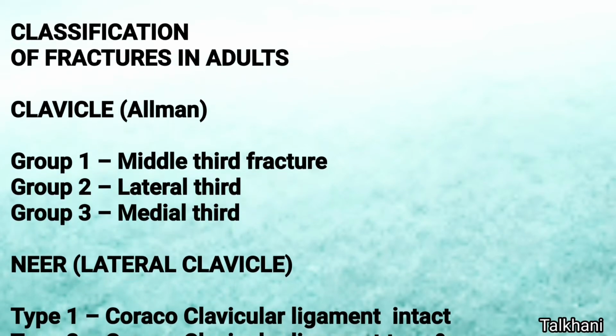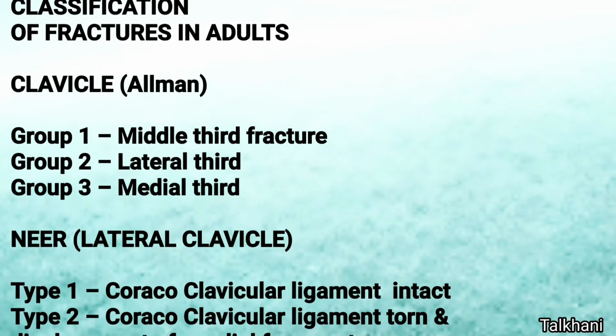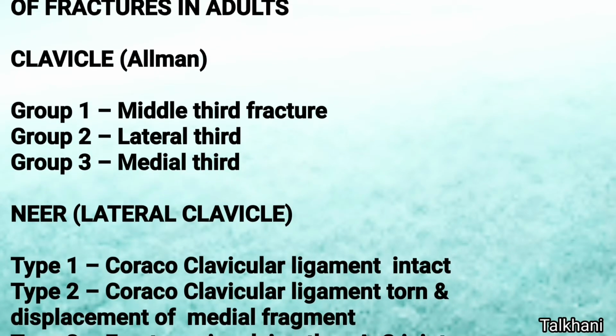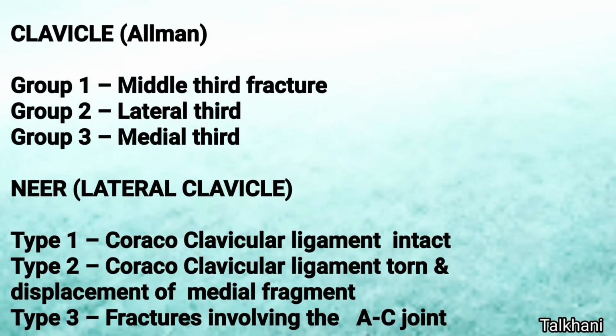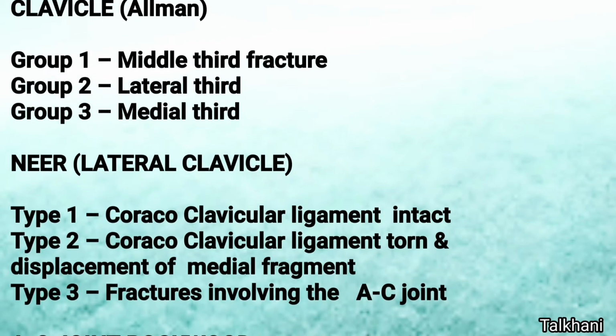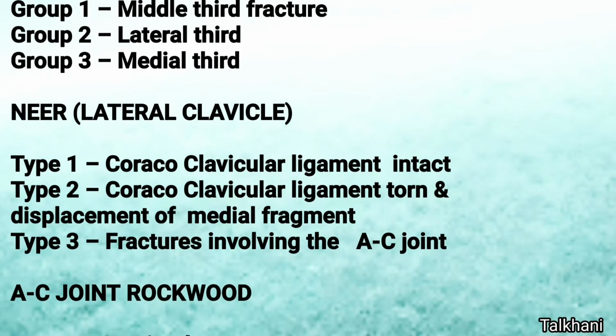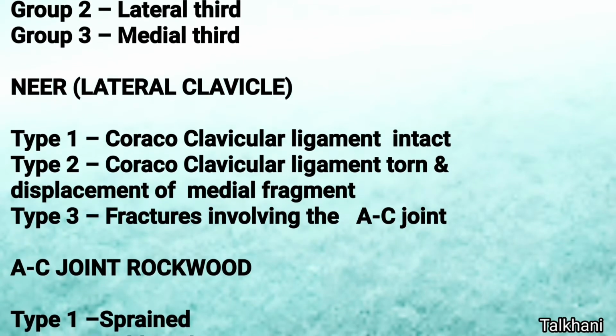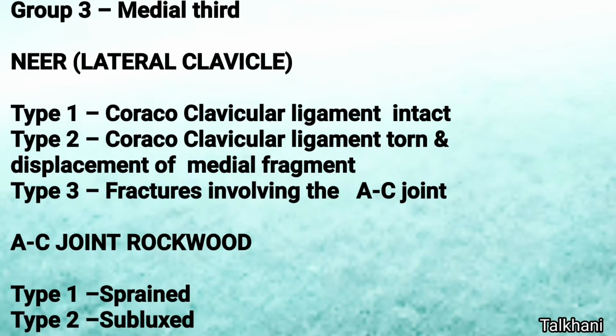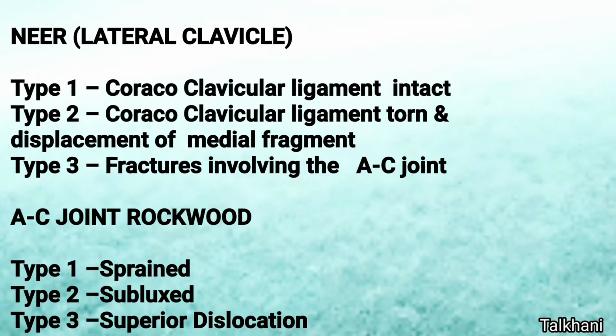Acromioclavicular joint injuries classification by Rockwood, simple way to remember is: type 1, sprained joint; type 2, subluxed joint; type 3, superiorly dislocated joint; type 4, superior and posteriorly dislocated joint; type 5, severe superior dislocation; and type 6, inferior dislocation.